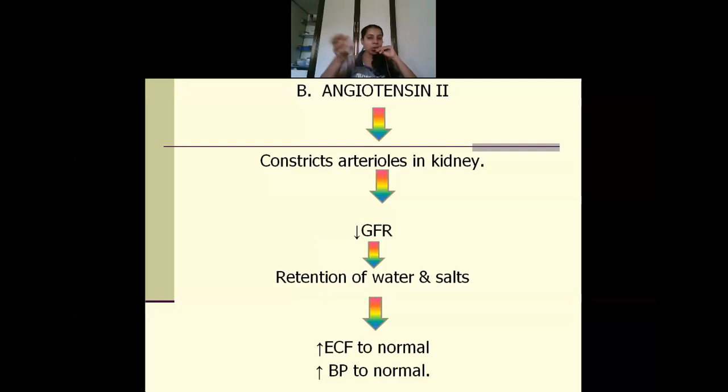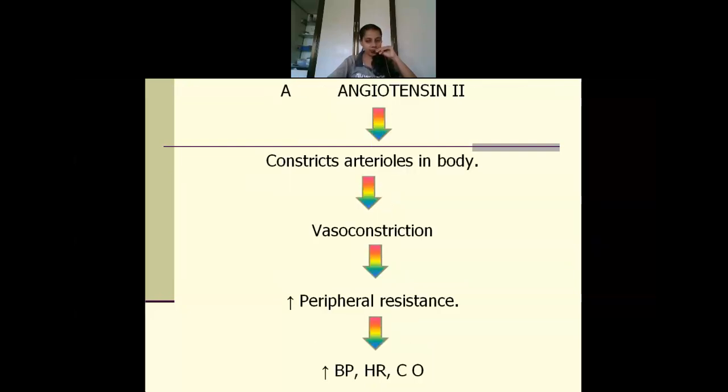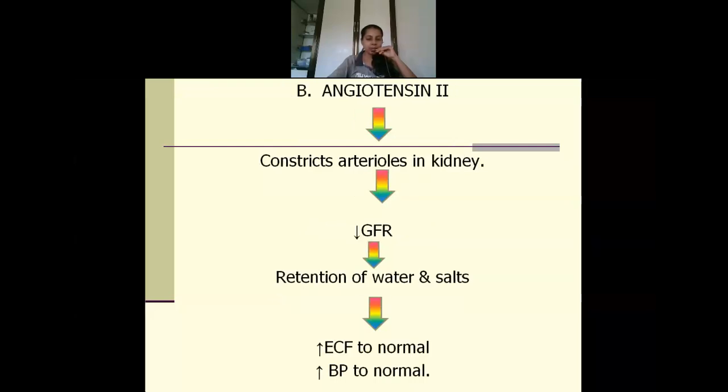I will tell you how it acts in the next slide. Because of the retention of water and salt, what will happen? Slowly the fluid volume becomes normal, blood volume becomes normal, and BP also returns to normal. So that is what happens by this angiotensin 2. Angiotensin 2 is a vasoconstrictor. It acts on the body, it acts on the kidneys also. That much you have to know.